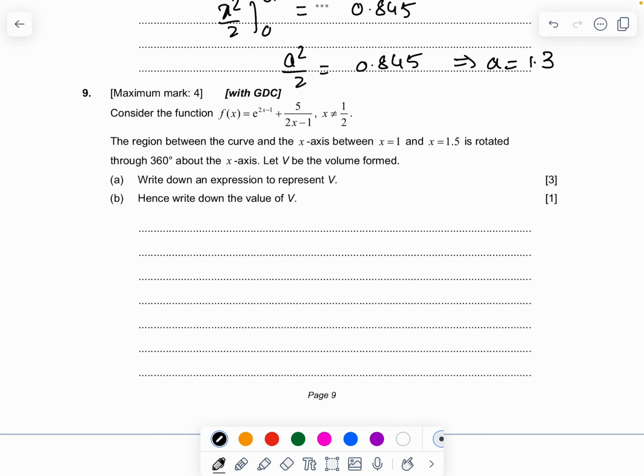Find the expression for volume V. So V equals pi integral from 1 to 1.5 of (e power 2x minus 1 plus 5 upon (2x minus 1)) whole square dx. Use a calculator, you should be getting it as 105.